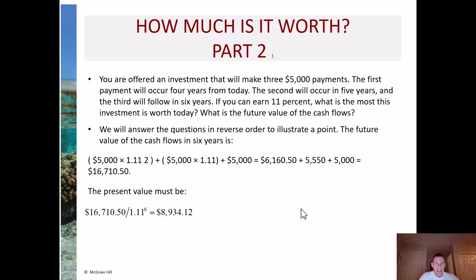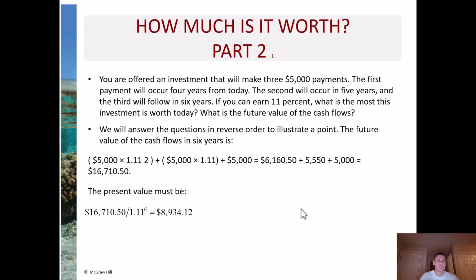All right, let's take a look at another example. You're offered an investment that will make three $5,000 payments. The first payment will occur 4 years from today. The second will occur in 5 years, and the third will follow in 6 years. So if you can make 11%, what's the most this investment is worth today?